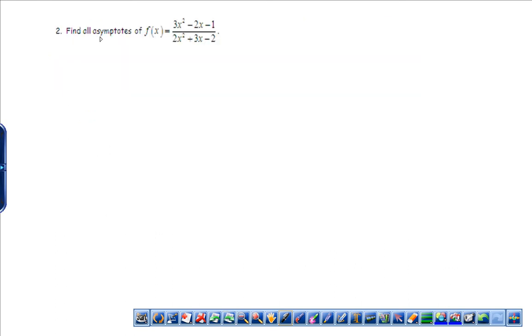Okay, it says find all asymptotes of this function right here. Given this one, the first thing I would probably do is find my horizontal one. I would find that because you can find out if it's top heavy, bottom heavy, or if there is a ratio. I'm looking at my biggest exponents and they're equal. So that means I do a ratio, and my ratio is going to be 3 over 2. So you're going to write y equals 3 over 2. All other asymptotes would be vertical asymptotes. To find your vertical asymptote, what we need to do is factor.